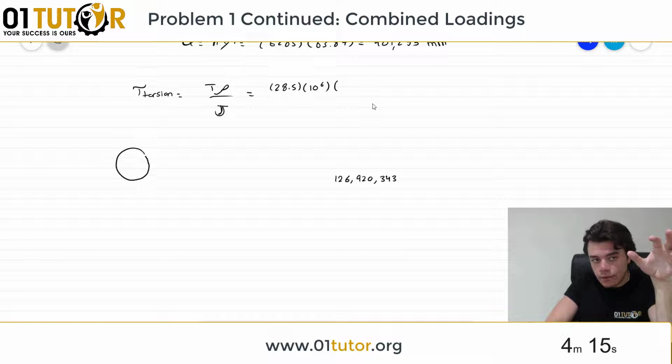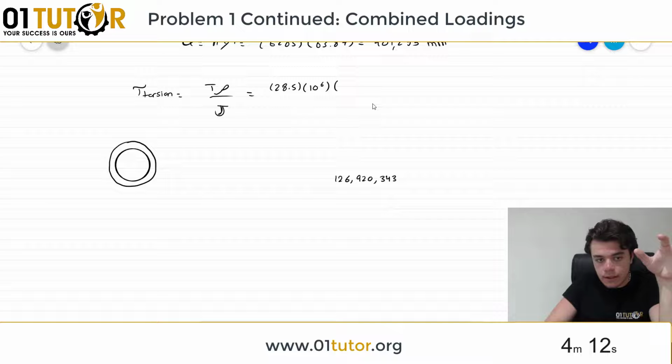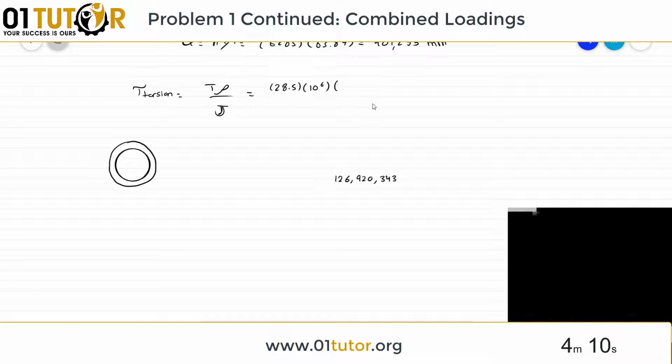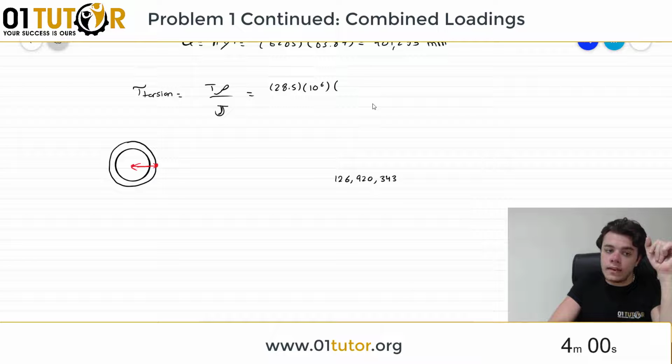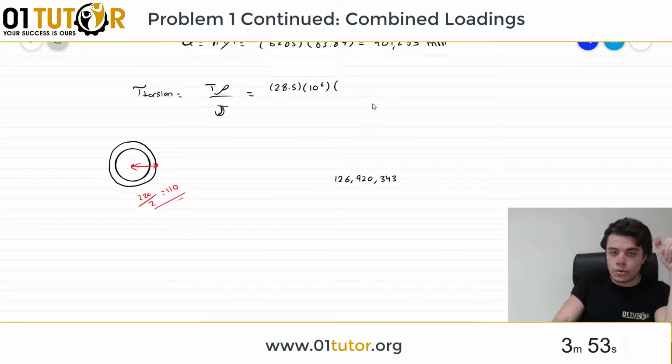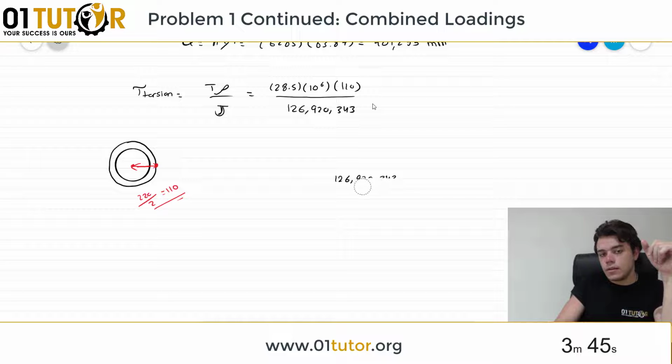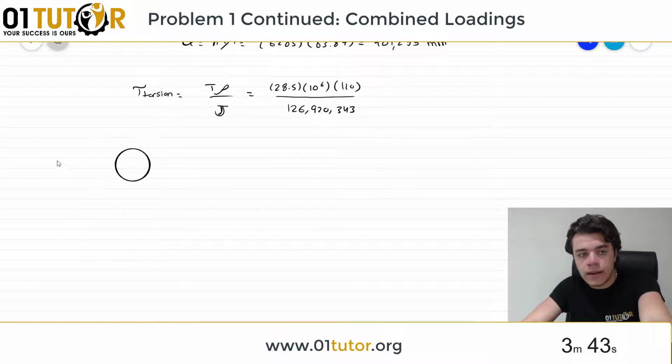And if you go back to the figure, this is the cross section, right? And you have point B to be on the outer radius, and therefore on the outer circle, and therefore the radius in here is going to be what? Is going to be 220 over 2, which is 110. Okay, this is going to be your rho, so it's going to be 110 over J, which is 126,920,340.